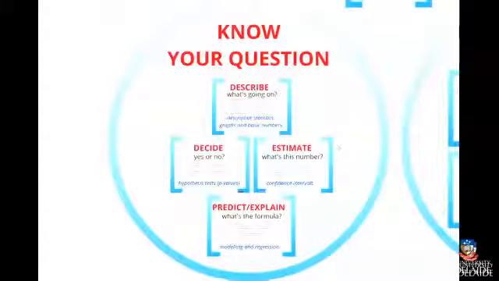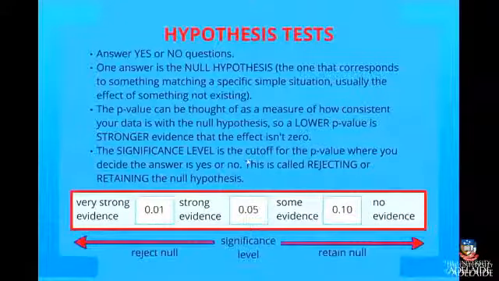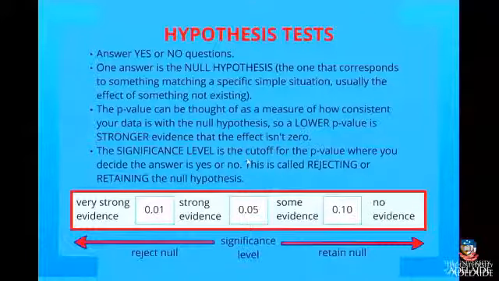Okay. So, the second kind is to decide, which is the most common kind of statistics. So let's talk about that a bit more. So, hypothesis tests are designed to answer yes or no questions. Now this is some technical details. I'm not going to test you on it or anything. One of the answers, yes or no, is the null hypothesis. Okay, so it's usually the no answer, but it doesn't have to be. It's whichever answer that corresponds to something matching a specific simple situation, usually an effect of something not existing.